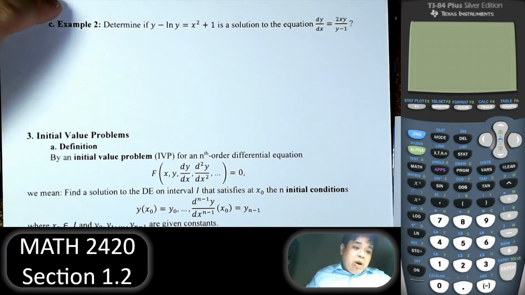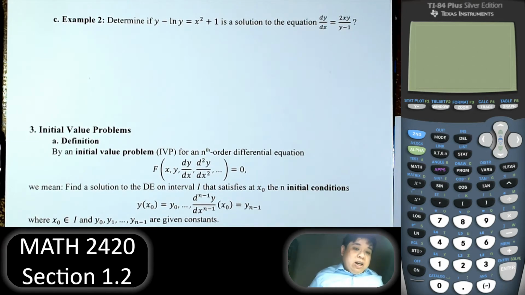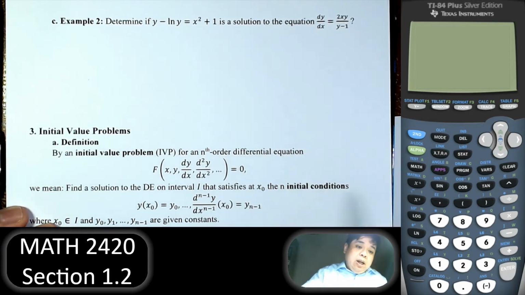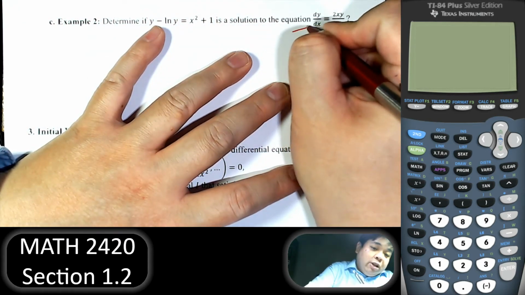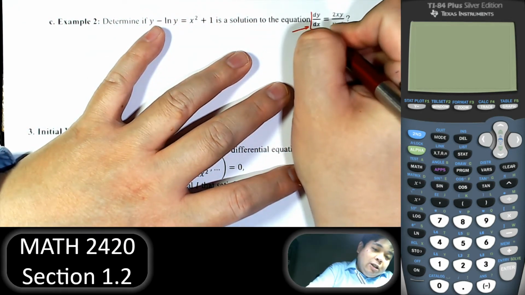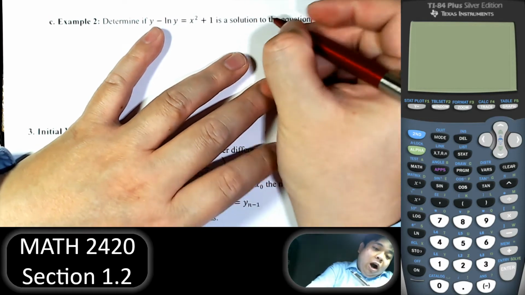Determine if y minus ln of y equal to x squared plus 1 is the solution to this differential equation. Once again, we have dy over dx, so that means y is a function of x.